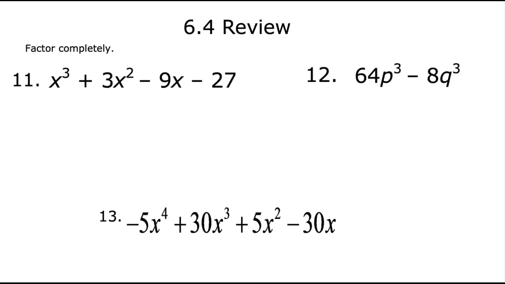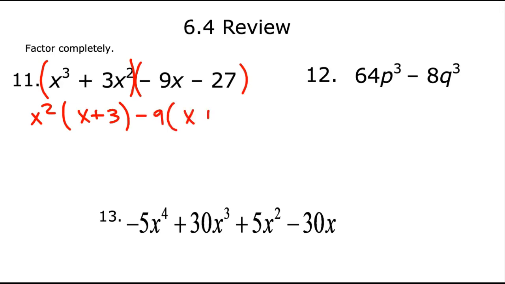All right. Then we get into some of the factoring. So this first one has 4 terms. It's a cubic. So I'm going to look to see if this one groups. It might not. I don't know. So let's factor out an x squared there. I'm left with x plus 3. Factor out a negative 9 over here, and I'm left with x plus 3. So I know it factors by grouping because these two binomials are common.